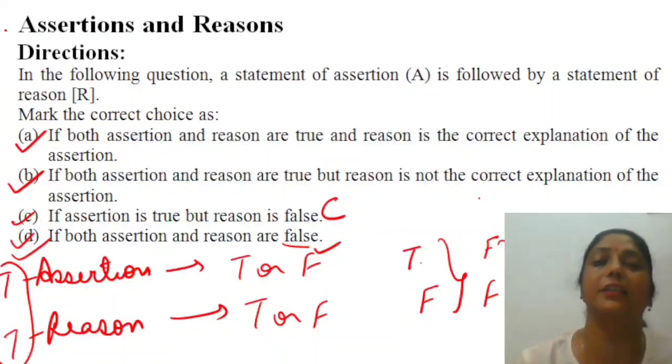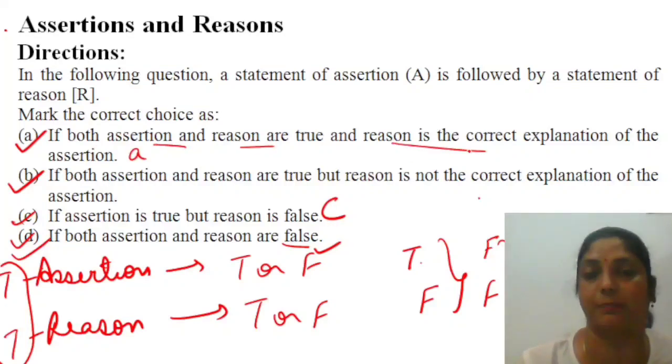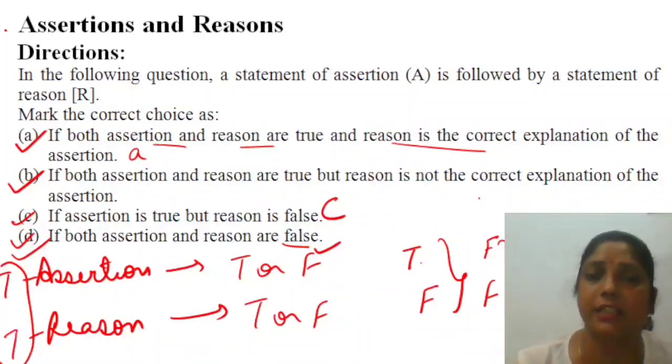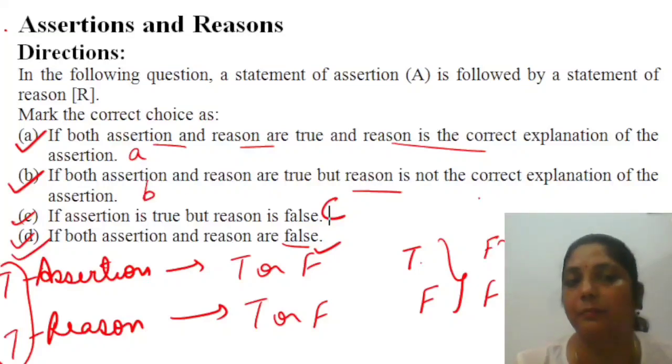Now, how do you get the answer if both assertion and reason are true? If both are true and the reason is the correct explanation of the assertion, then you take option A. Now, how do you check the correct explanation? You read the assertion, then put "because" or "since" and read the reason. If it makes sense, it means the reason is the correct explanation of the assertion, and you take A. Otherwise, if the reason is not the correct explanation of the assertion, you take option B.